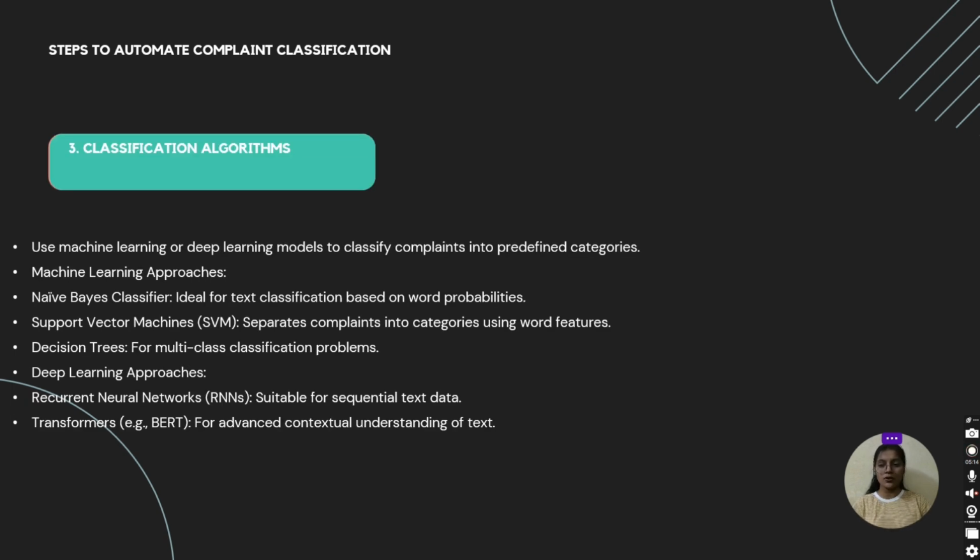Classification algorithms use machine learning or deep learning models to classify complaints into predefined categories. Machine learning approaches: naive Bayes classifier is ideal for text classification based on word probabilities. Support vector machine (SVM) separates complaints into categories using word features. Decision tree is used for multi-class classification problems. And deep learning approaches involve recurrent neural networks (RNN), which is suitable for sequential text data.